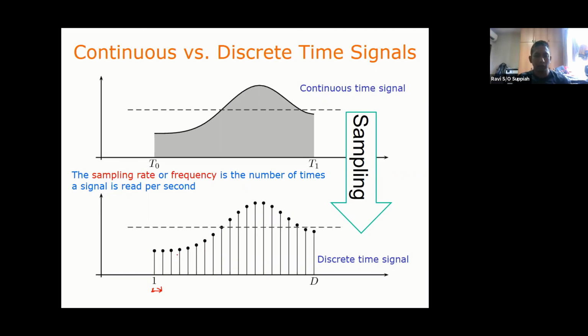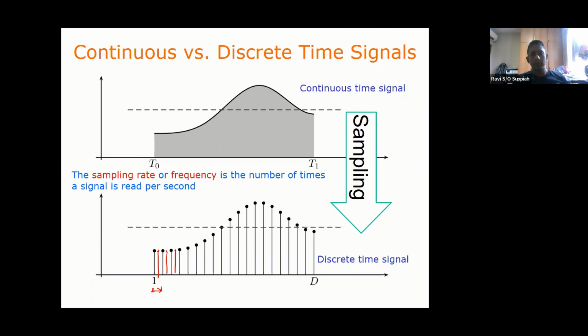If instead of this I sample even at double this rate, I can capture more signal in between. So the more I capture, the more accurately I can reconstruct. But the more I capture means two things. I need a lot more memory space to store this data. And if I want to process this data, I will also need more processing power. So it's always a trade-off.